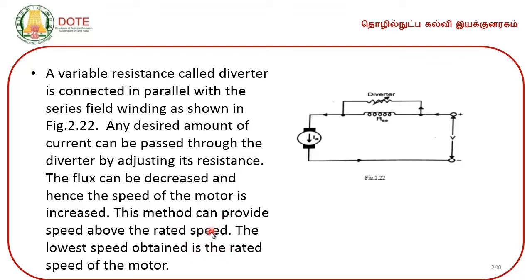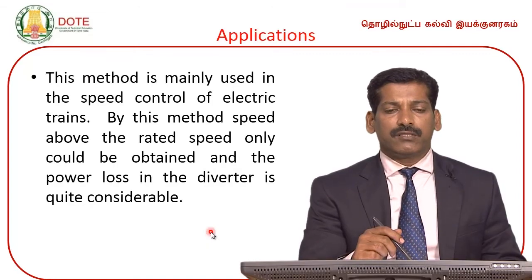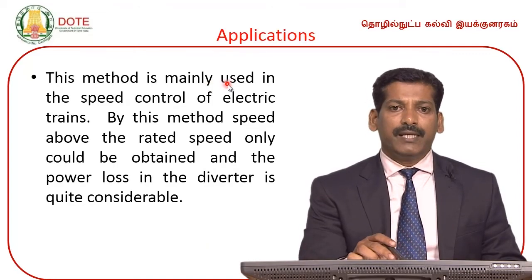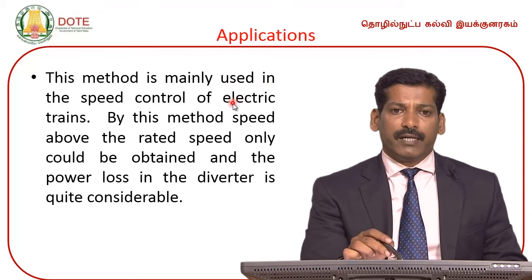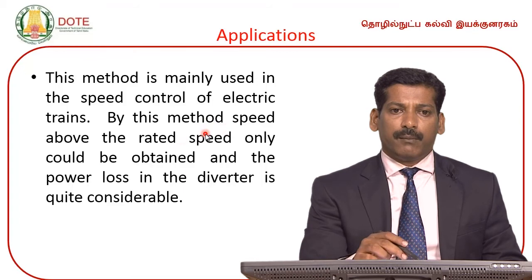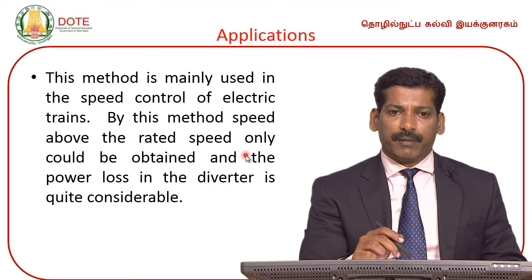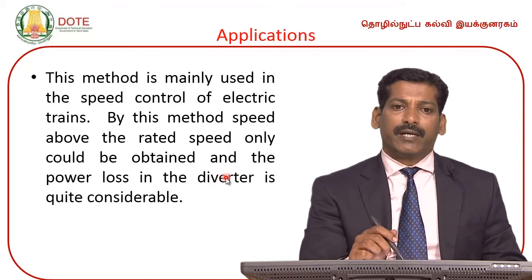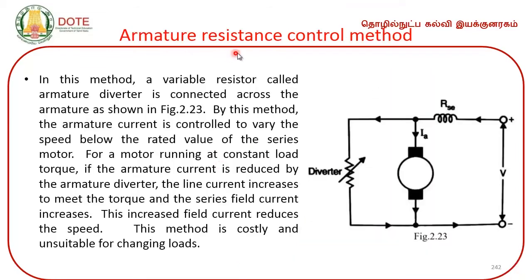Suppose the rated speed of the motor is 1500 revolutions per minute, any speed above 1500 can be achieved by this method. Applications: this method is mainly used in the speed control of electrical trains. By this method, speed above the rated speed only could be obtained, and the power loss in the diverter is quite considerable. Then comes the armature resistance control method.